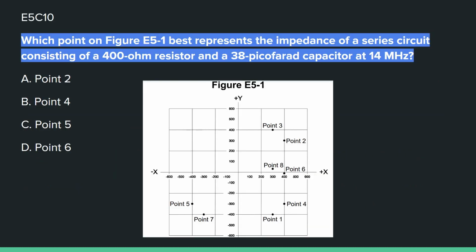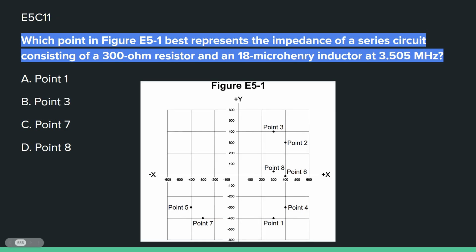E5C10, which point on figure E5-1 represents the impedance of a series circuit consisting of a 400 ohm resistor and a 38 picofarad capacitor at 14 megahertz? That answer is B, which is 0.4. Alright, E5C11, which point on figure E5-1 best represents the impedance of a series circuit consisting of a 300 ohm resistor and an 18 microhenry inductor at 3.505 megahertz? Answer is B, 0.3.